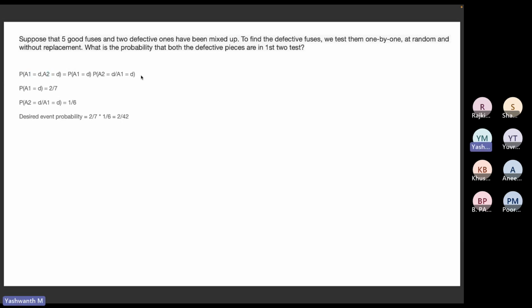By using conditional probability, you write it down like this: P of A1 is defective, and then A2 is defective given A1 is defective. What is the probability that A1 is defective? You have to pick those 2 out of 7, right? That's 2 by 7. Now this is a bit interesting. Why is this not 2 by 7? Why is it 1 by 6?